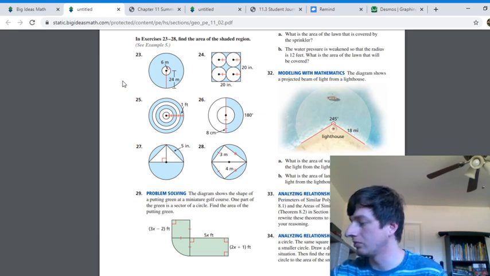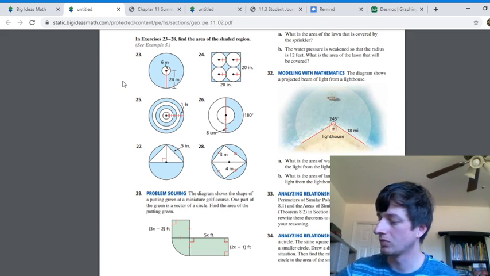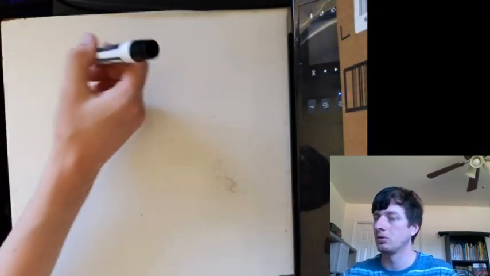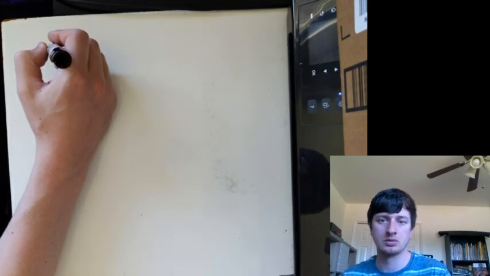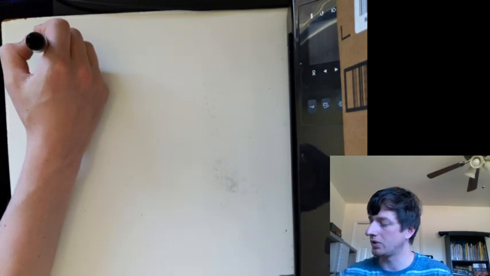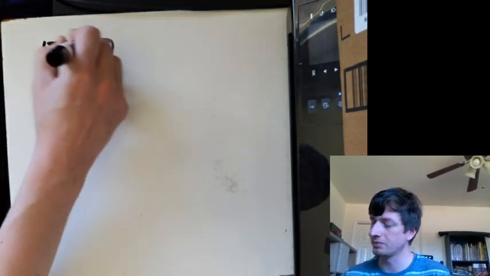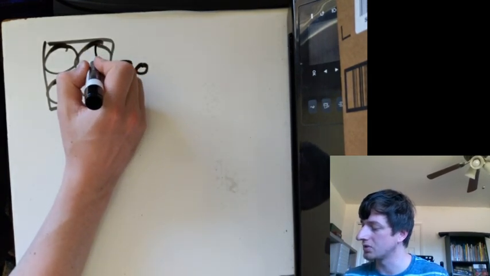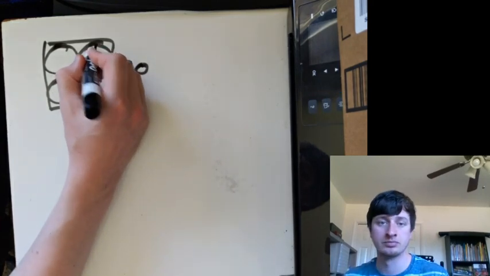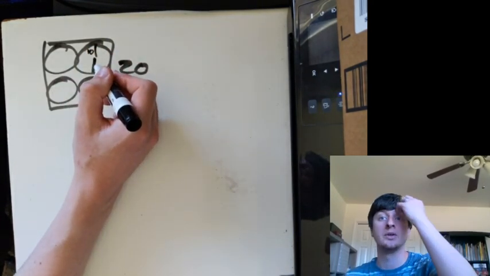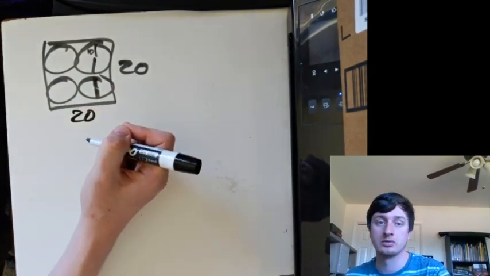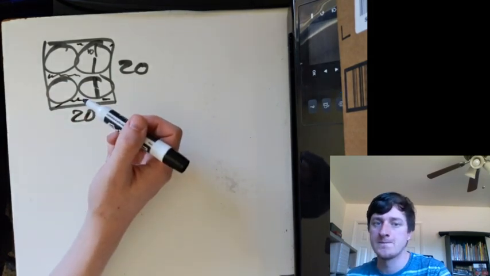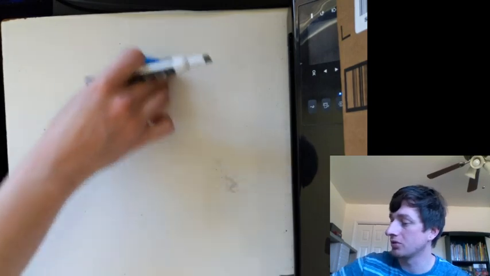So, 24. You just find the area of the rectangle, and then, let's talk about 24. 24 has a rectangle with these four circles that are all touching. The sides here are 20, which means this plus this plus this plus this is 20, and there are four of them, so they're each 10. Using that, you can find the areas of the circles, and then you would subtract from the total area of the square. I'm not going to solve that one because it's not too hard. There's just four circles that you subtract from the total.